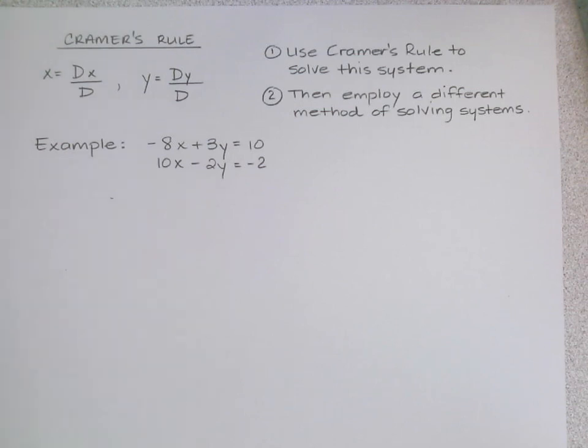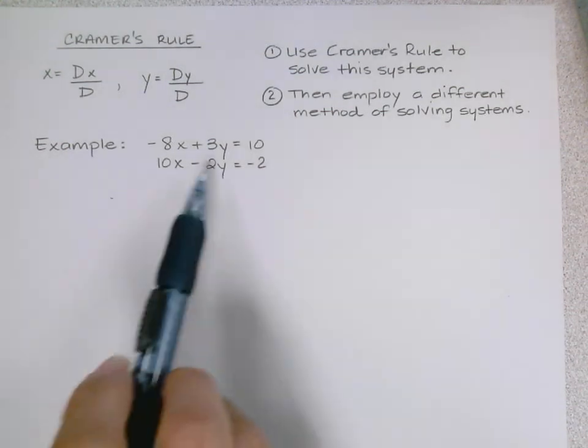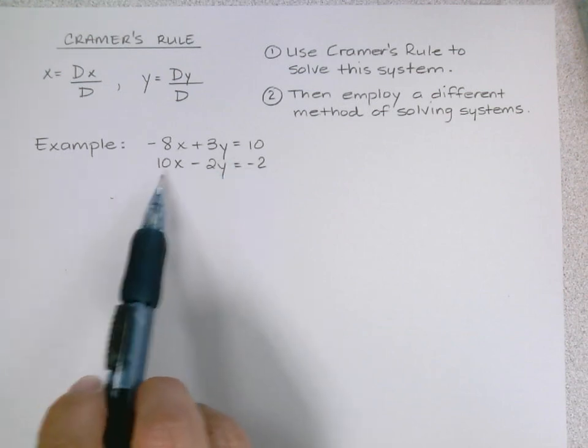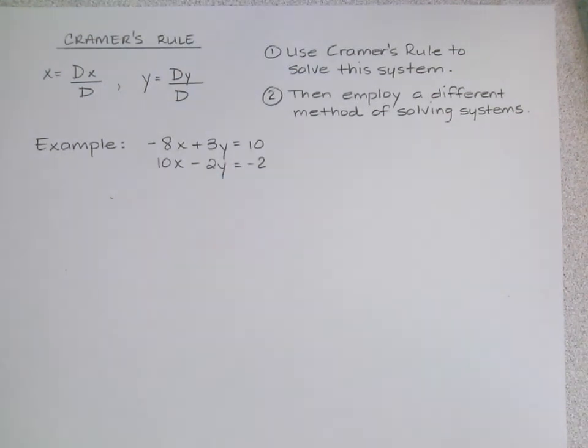So given this example, negative 8x plus 3y equals 10, and 10x minus 2y equals negative 2, we know there are different methods that we can use to solve this system: substitution, elimination, etc. We're going to focus on Cramer's rule.